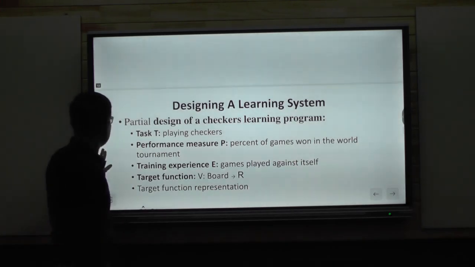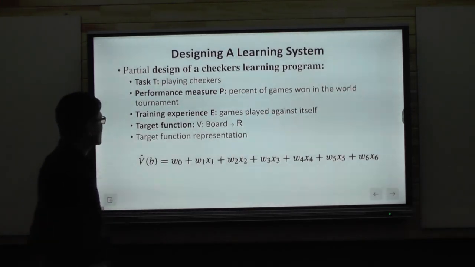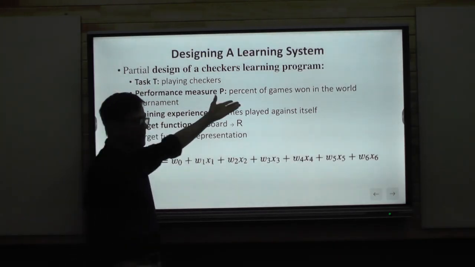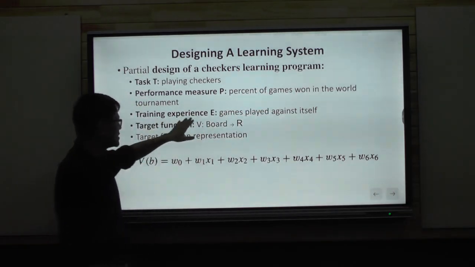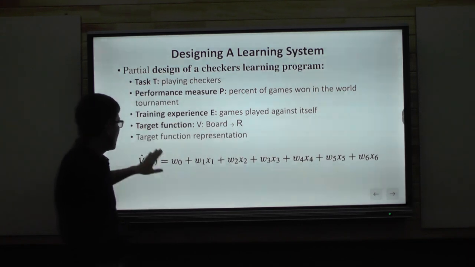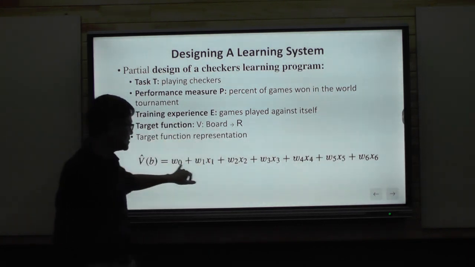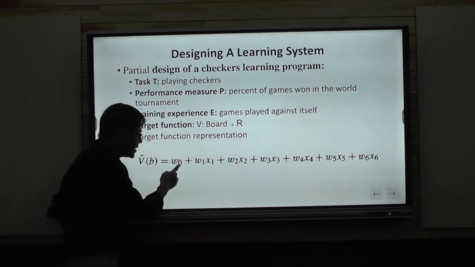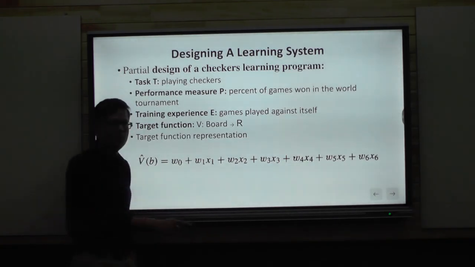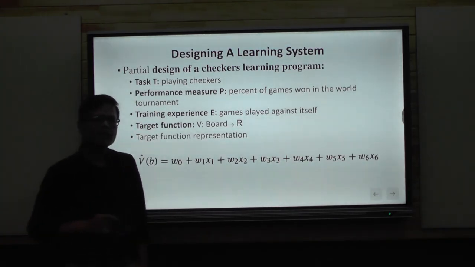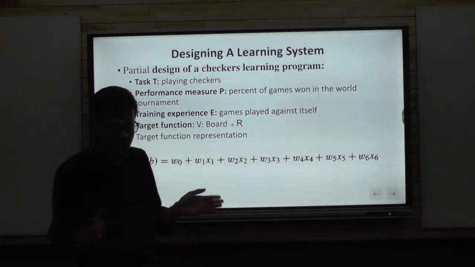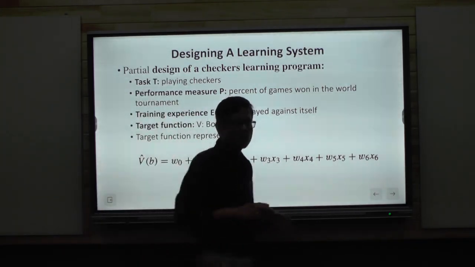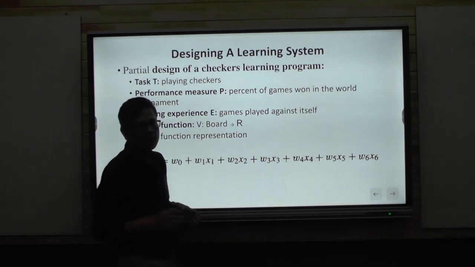Now, in the partial design of the checkers learning program, the task is playing checkers, performance is the percentage of games won, training experience E is games played against itself, and the target function is this one. So we have actually formulated a target function. This formulation depends upon the particular problem at hand on which you are working. It is not a universal rule to choose the same kind of target function. But for every learning problem, you should have some target function.